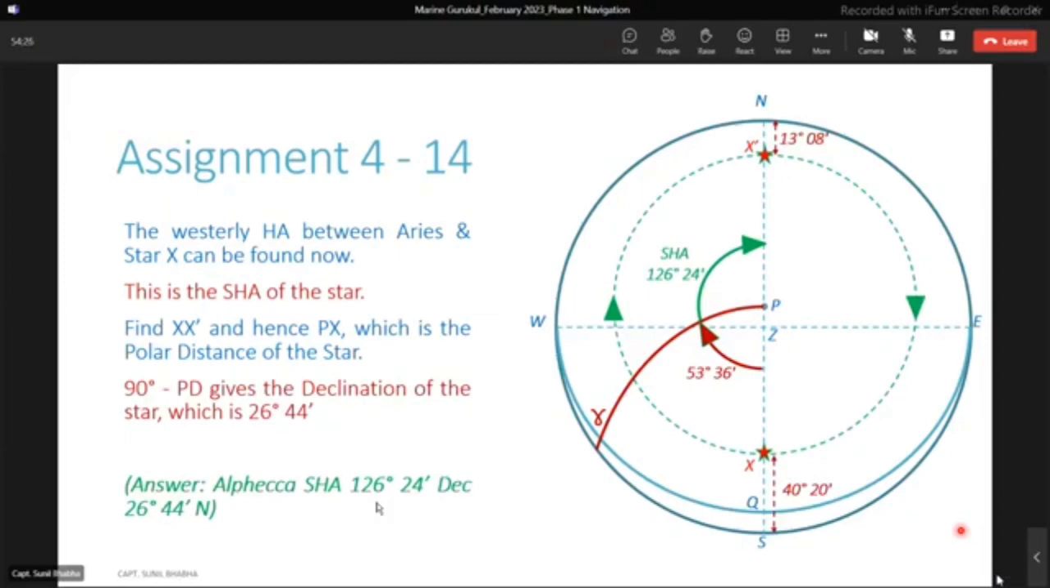Sir, go back one slide, I wanted to take a screenshot. Okay, beta, we will go back. But the entire question is there, the solution is there. I'll go back, don't worry. Any more doubts, beta?